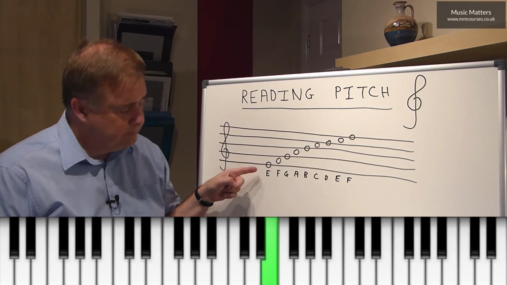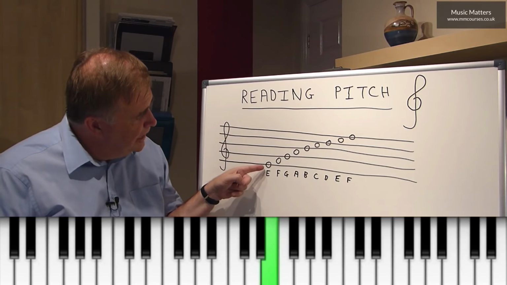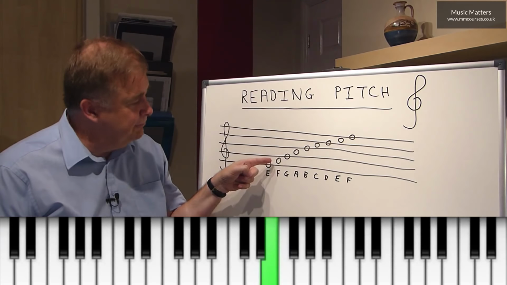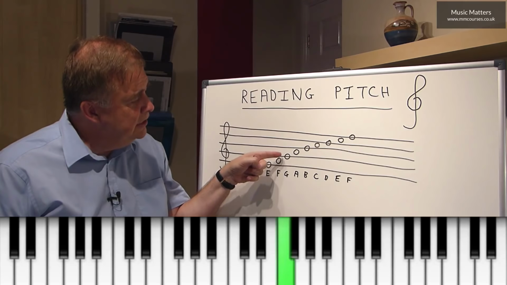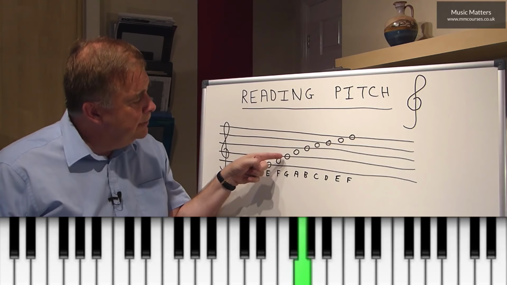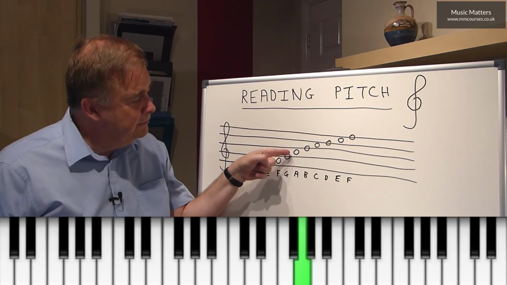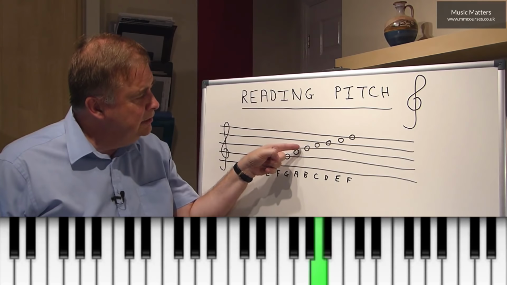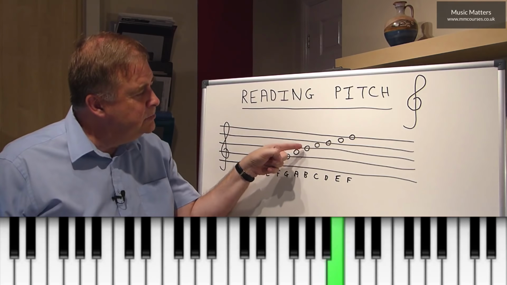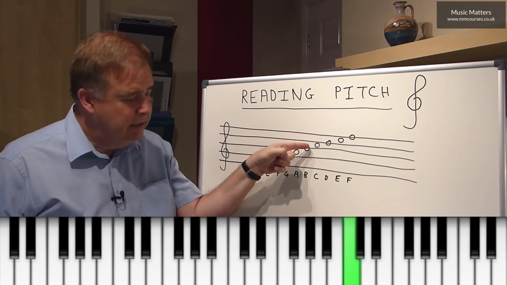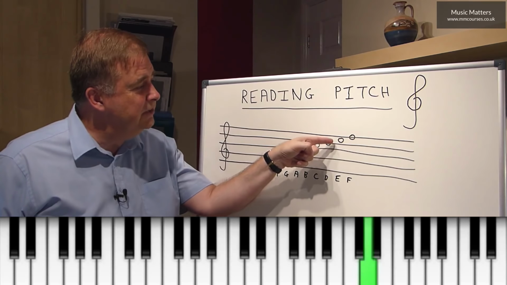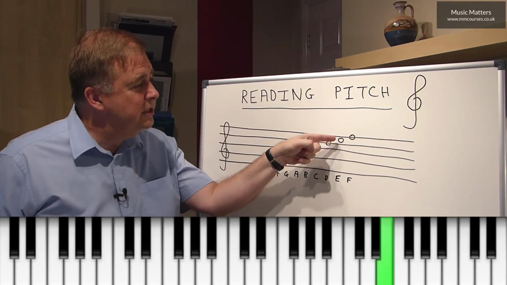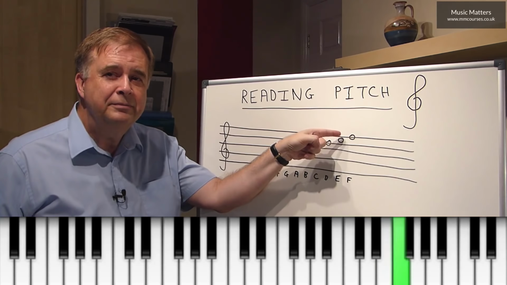Here's E. I'm now going from that line to the space next door, F. I'm now going up from that space to the next line, G. Up to the next space, A. Up to the next line, B. Up to the next space, C. Up to the next line, D. Up to the next space, E. Up to the next line, F.